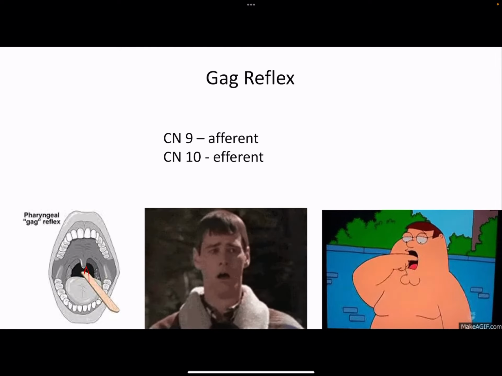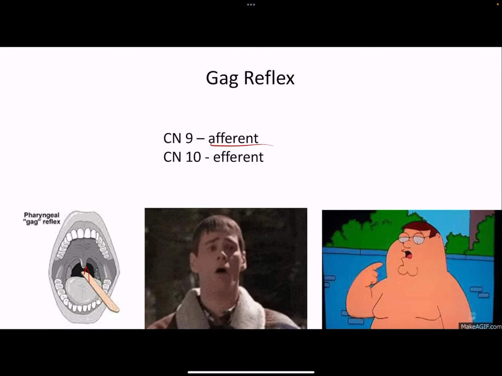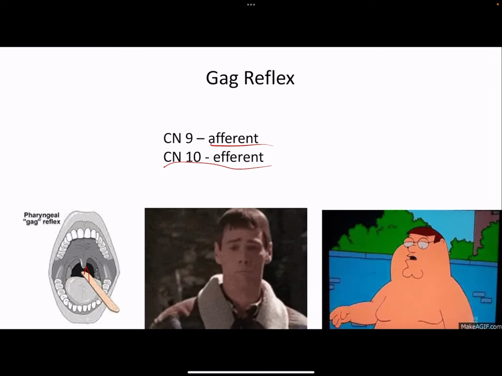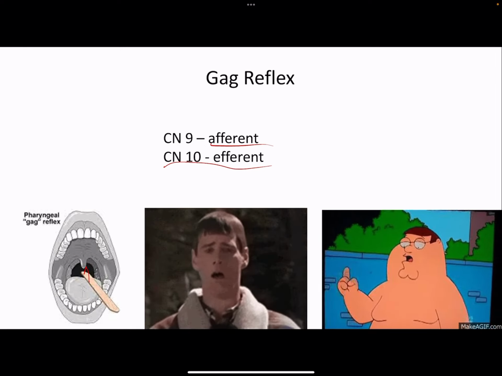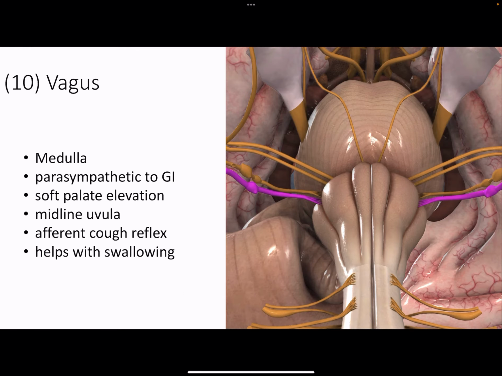Cranial nerve 9 is going to be the afferent, sending the sensory information in, but then the motor efferent is going to come from cranial nerve 10. So these two things are going to work together for this. The vagus nerve, cranial nerve 10, is coming from the medulla. There are a lot of roles, parasympathetic to the GI system.